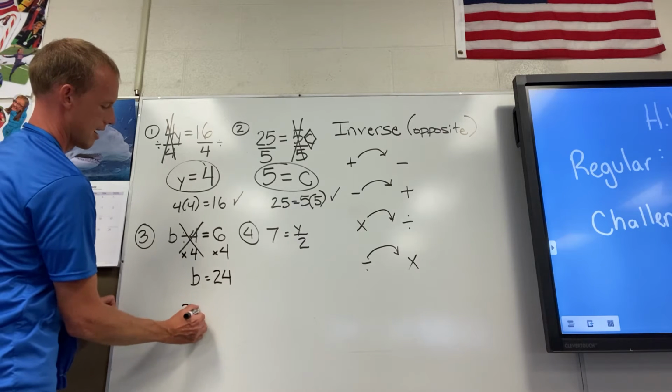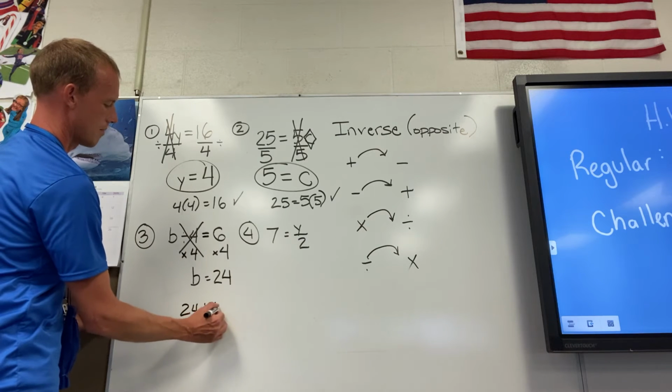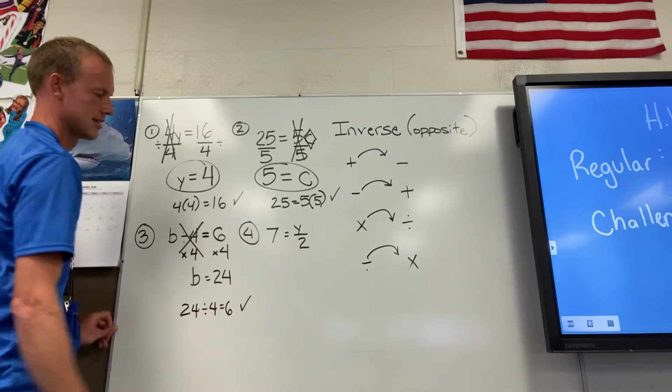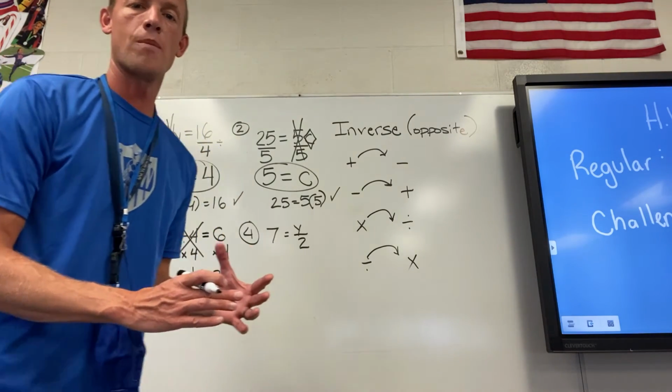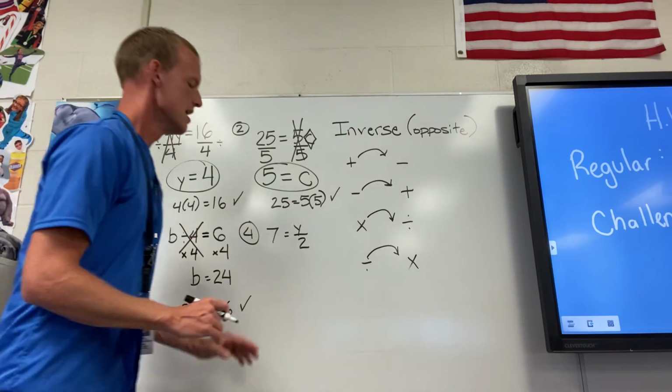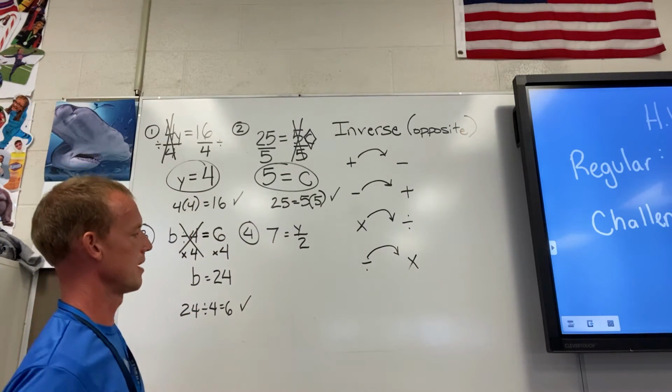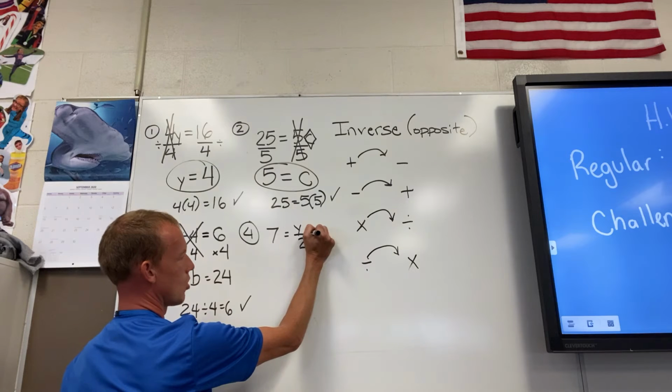Now, my check step, 24 divided by 4, does it equal 6? It does. Remember I said, if you guys are not understanding this, you may have to go back and rewatch it. Okay. I don't think the book is going to do this, but I may do this. I want to make sure you guys know what division is.